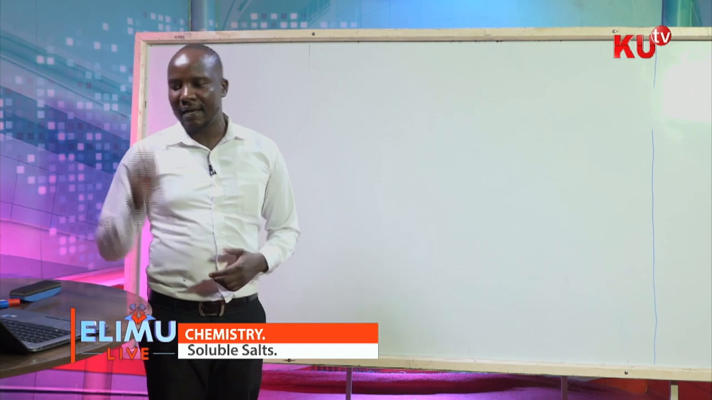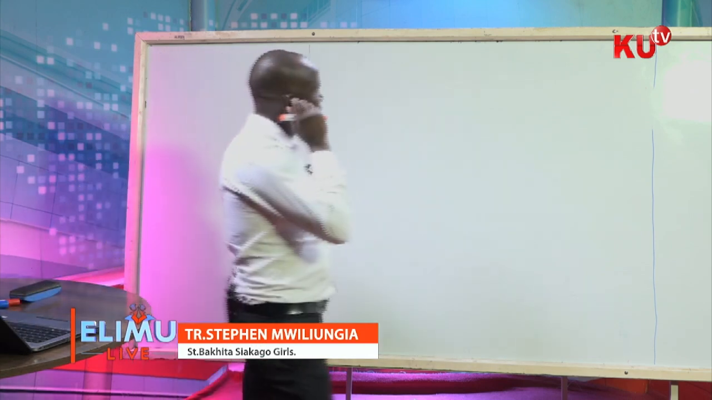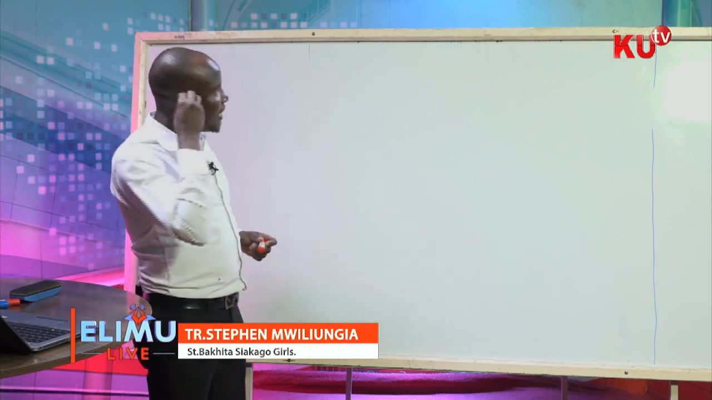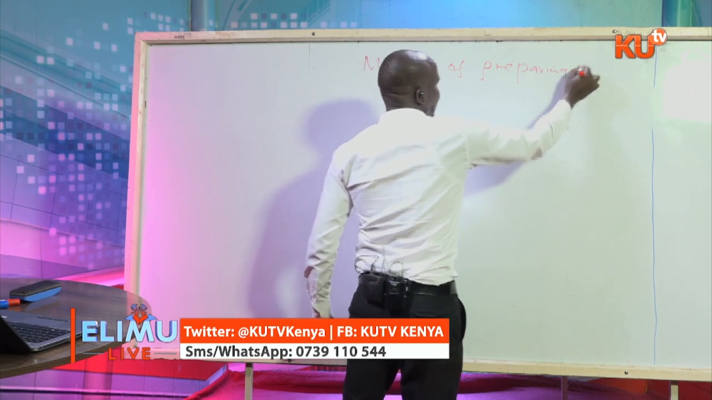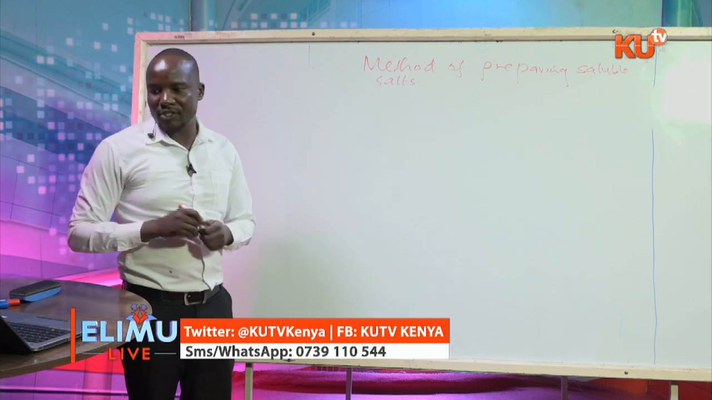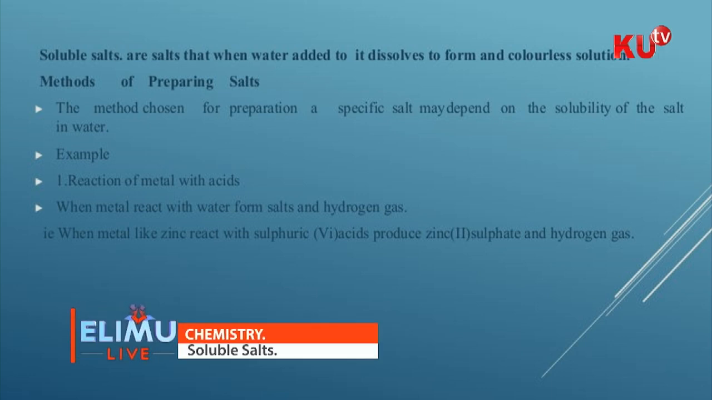Having known that, now we can learn a method used in preparation of a soluble salt. The first method of preparing a soluble salt is the reaction of metal with acids. That is one method of preparing a soluble salt.